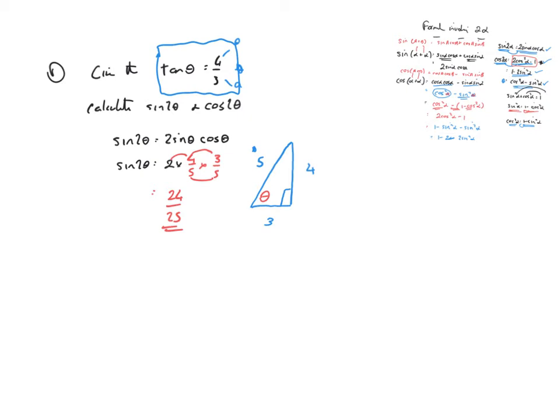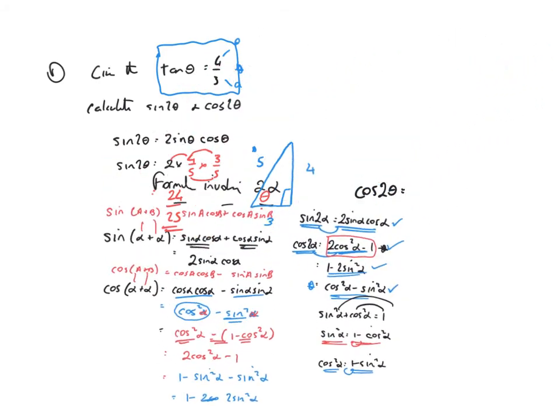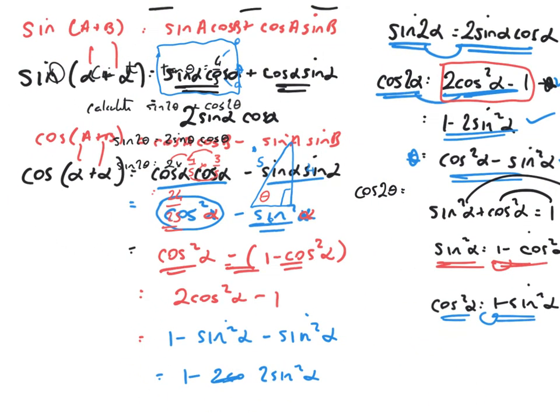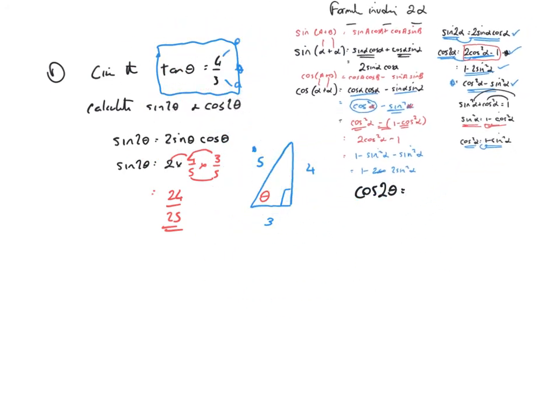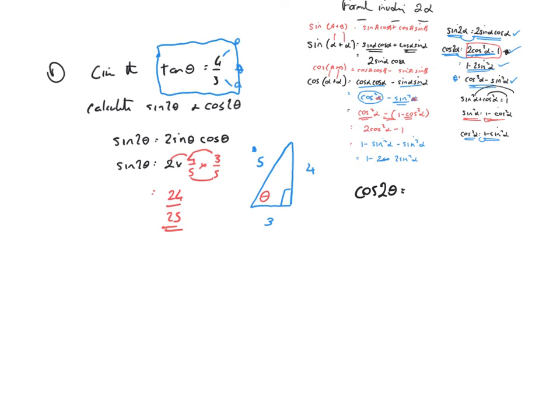Okay, so I'm now going to calculate cos 2 theta. Now, to calculate cos 2 theta, I've got 3 options here. I could use this one, this one, or this one. You only need to do it once, but on this occasion, just to show you, I'm going to prove it 3 times using 3 different formulas.